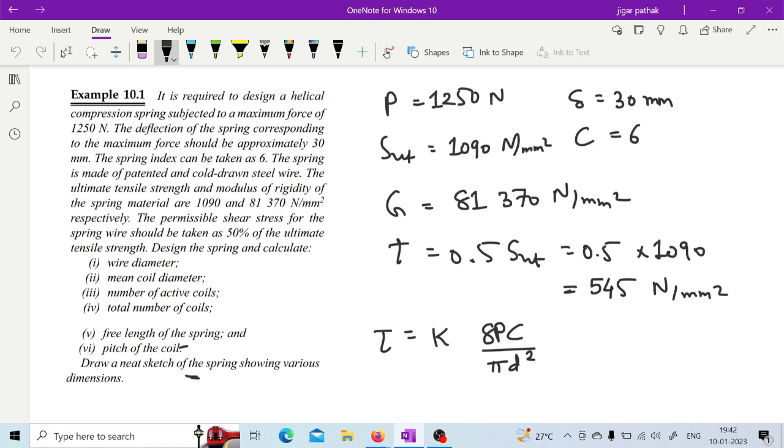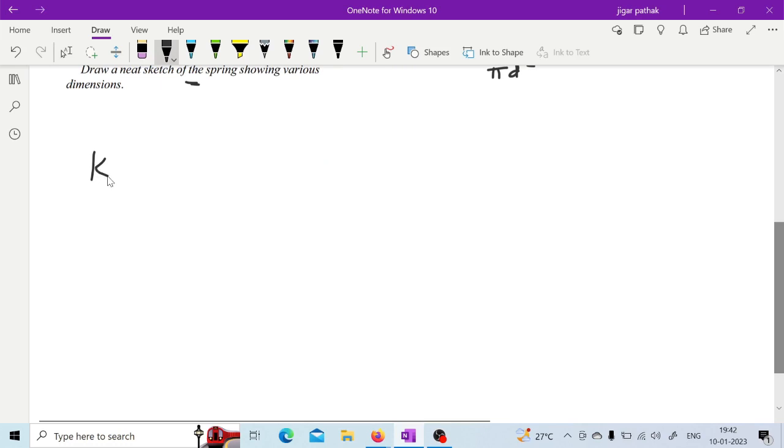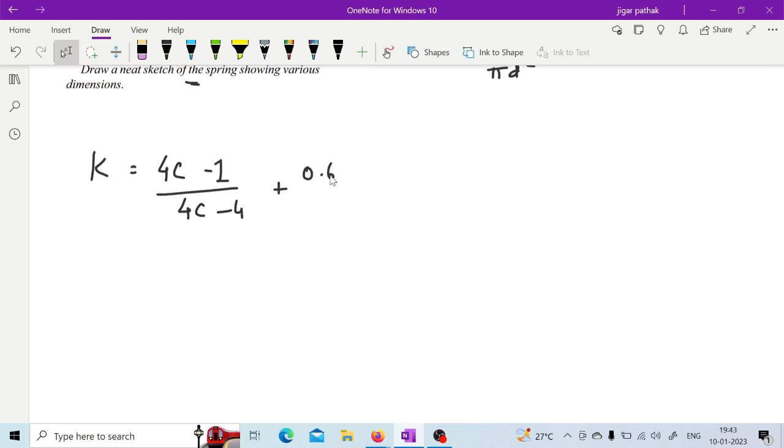5.91 mm. Sorry. First you have to calculate this K, right? Wall factor: (4C minus 1) upon (4C minus 4) plus 0.615 upon C. So what is this? It is around 1.25. So once you have calculated this, then you can write the other things which are with you, right?